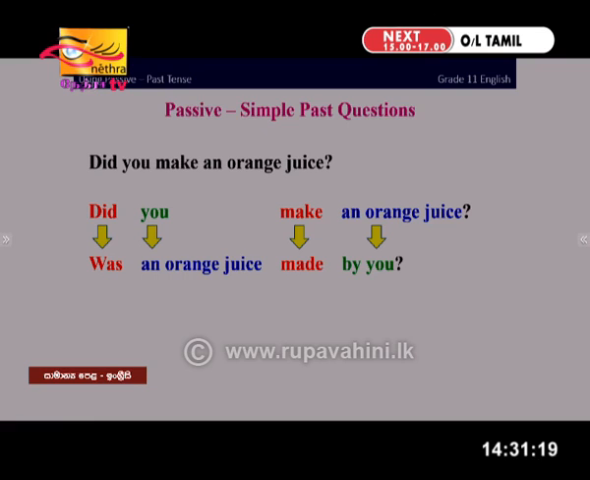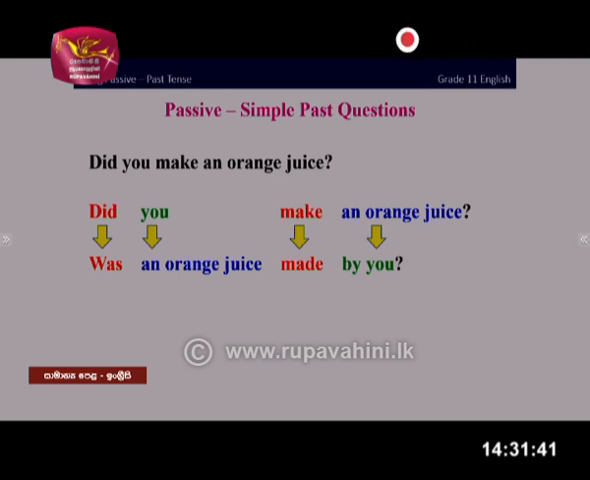Okay. Observe the board carefully. You can clearly see the slide. Once again, I have made it easier for you with different colors. Identify the subject, object and the verb and see how we have changed it. An orange juice has come in front, you has come behind along with the by agent, and the word make has been changed into made, which is the past participle form of the verb make.